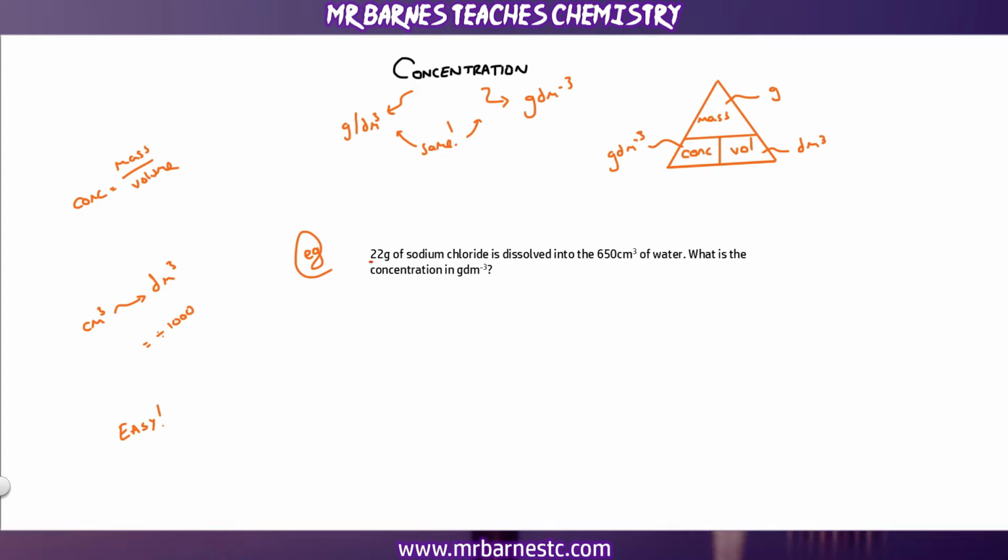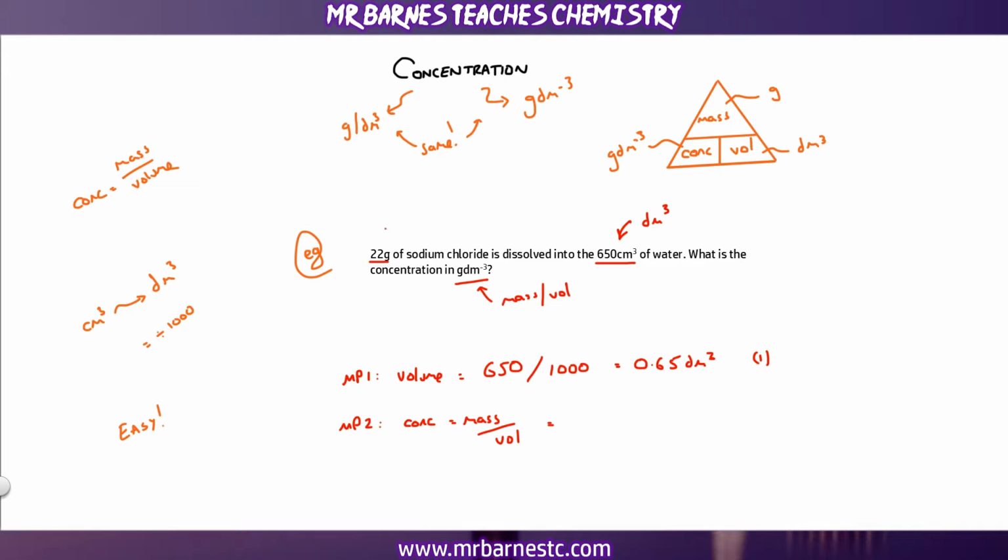So, for example, 22 grams of sodium chloride is dissolved into 650 centimetres cubed of water. What is the concentration in grams per decimeter cubed? So, marking point 1 is to convert the volume. We've got 650 centimetres cubed, we need to convert it, so we divide by 1,000, which gives me 0.65 decimeters cubed. And then once I've got that, all I need to do is mass divided by volume. My mass, it told me in the question, was 22, so 22 divided by 0.65, which comes out to 33.84615 grams per decimeter cubed.